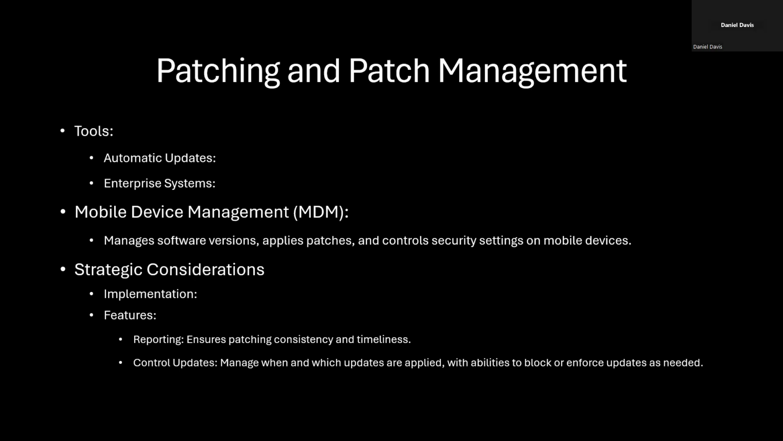We have a handful of tools that we can take advantage of. One is automatic updates. Many software applications or packages will have the option to automatically deploy updates. That's one method we can use to ensure that our applications stay up to date. Enterprise systems. We can use tools like Microsoft Configuration Manager or other third-party tools that we can use to manage application patches and updates. For mobile devices, we may want some kind of MDM, Mobile Device Management. We can do things like manage software versions, apply patches, control security settings on our mobile devices for our organization.